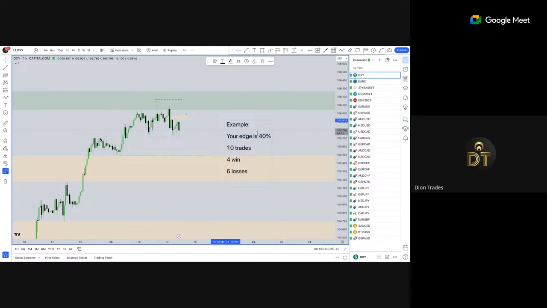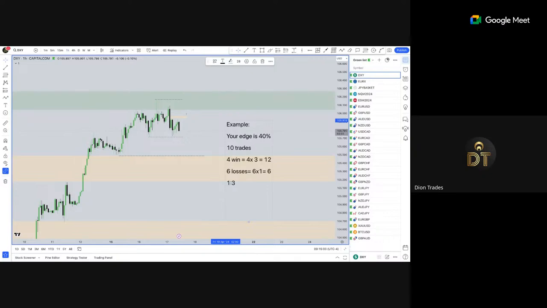An edge of 40% is totally normal. Why? If you are shooting for 1 to 3 R, then your wins will be 4 times 3, and your losses will be 6 times 1. So you make 6 R profit after 10 trades. So a 40% edge is totally normal. The biggest traders in the world have that. Both Destiny and Sealy, that's an amazing conversation to have, of course.